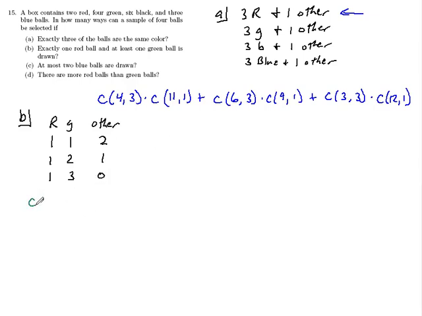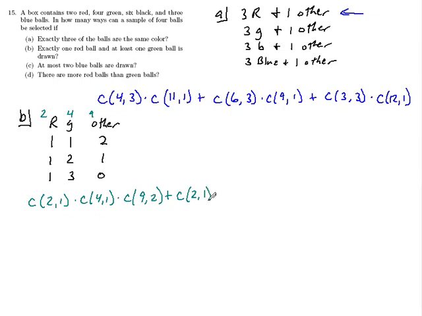So this would be the combination. Now there are, let's write this up here, 2 red, 4 green, and the others, 6 and 3 is 9. So when I write this out, this is 2 choose 1 times combination 4 choose 1 times the combination 9 choose 2. That gets me 1 red, 1 green, and 2 others.